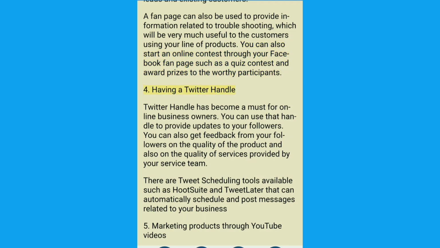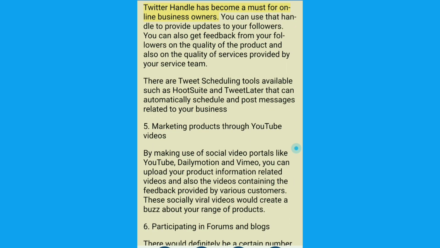Having a Twitter handle. A Twitter handle has become a must for online business owners. You can use that handle to provide updates to your followers. You can also get feedback from your followers on the quality of the product and also on the quality of services provided by your service team. There are tweet scheduling tools available such as Hootsuite and Tweetlater that can automatically schedule and post messages related to your business. 5. Marketing products through YouTube videos.